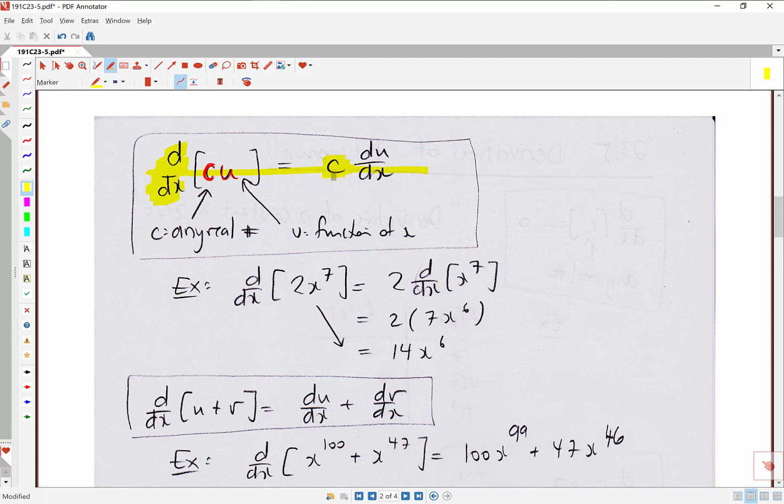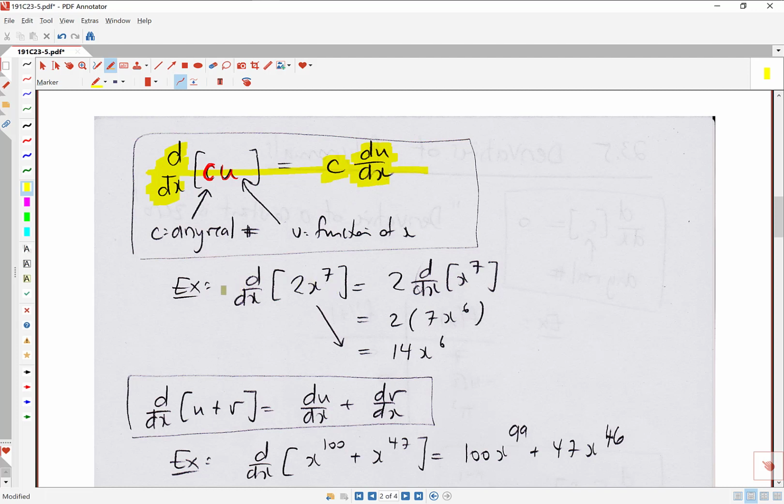Well, we're bringing the constant out in front, and then we're taking the derivative of the u in the usual way. So du by dx just represents the derivative of u with respect to x. Okay, so this will probably become more clear in an example.